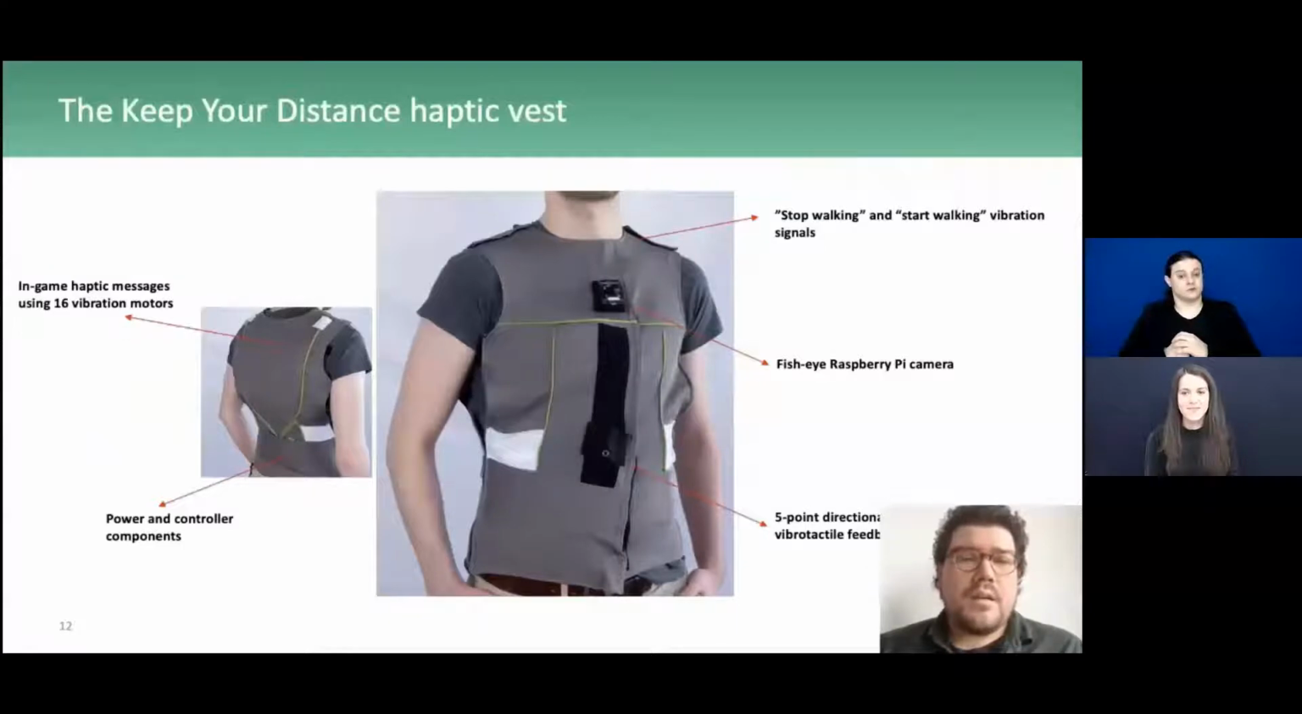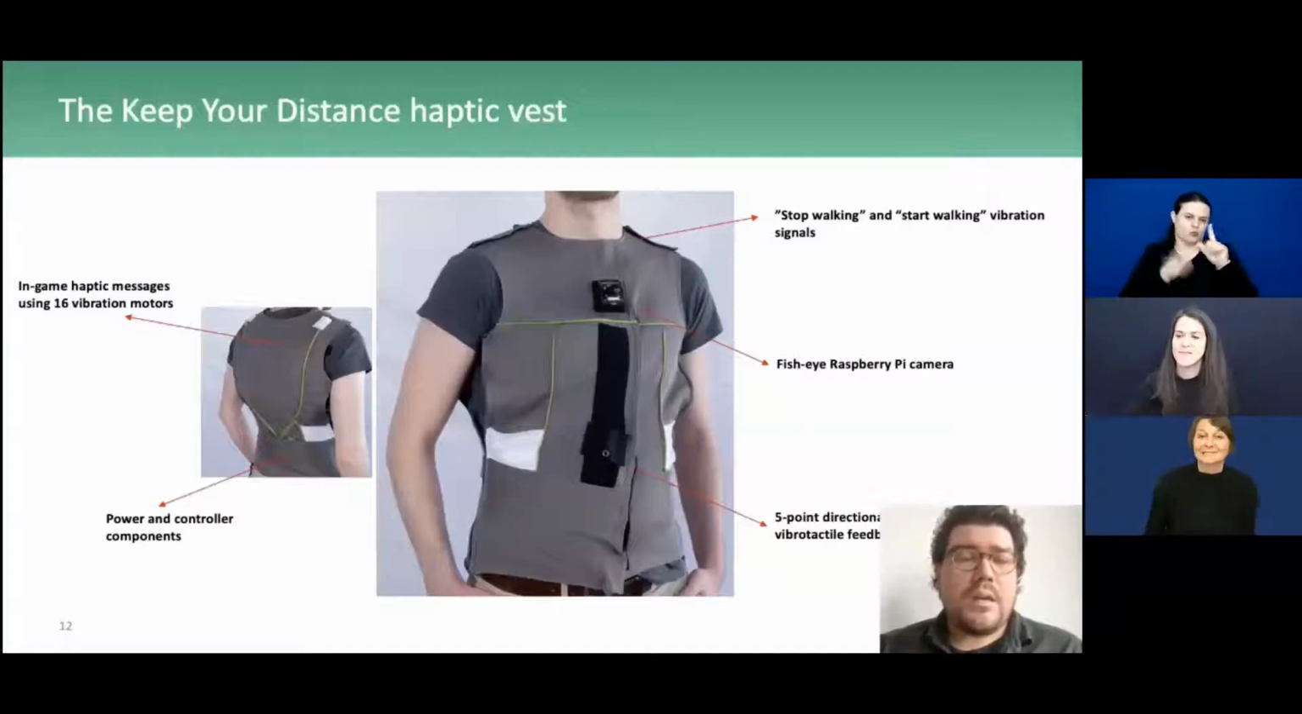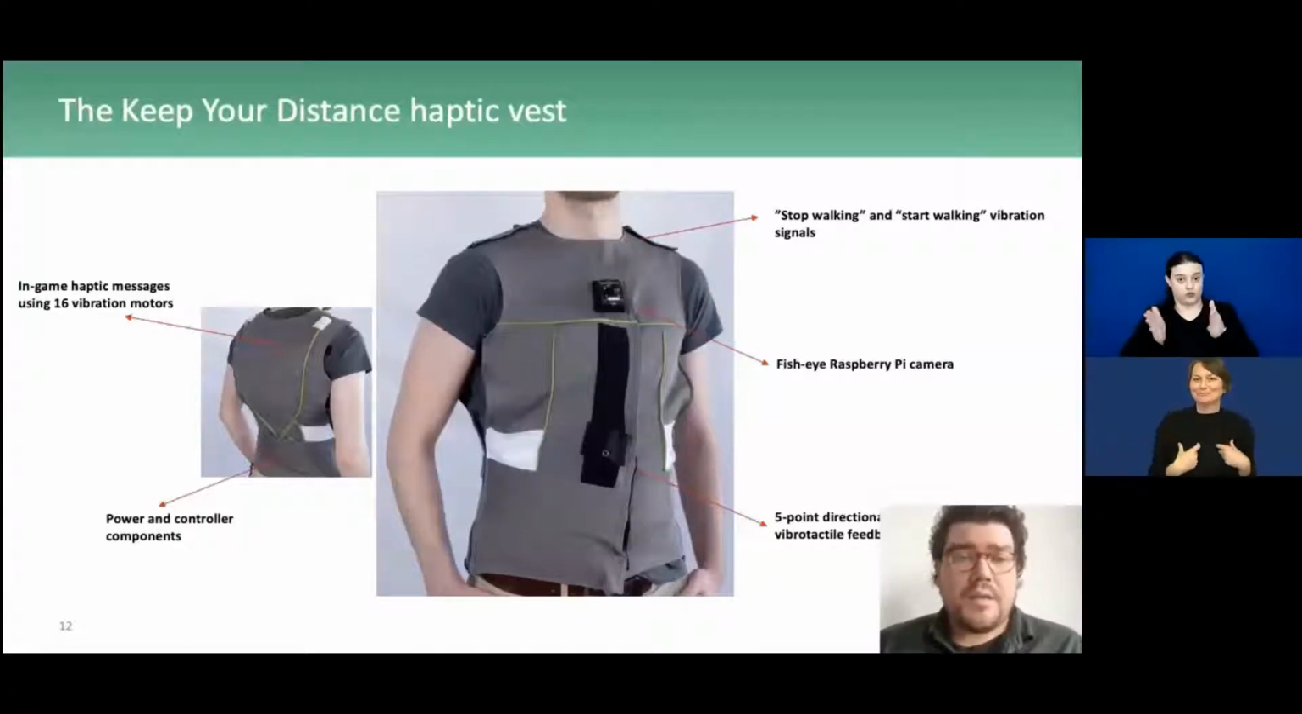So the vest that is shown in the video is actually the old version of the vest. Our colleagues at the University of Borås have designed a new version, the Keep Your Distance haptic vest that I show you right now. You can see here the fisheye camera attached to the vest that collects environmental data that are then translated into vibrations on different parts of the body. On the belt area, there are 5 vibration motors that provide directional and proximity feedback to the user. On the shoulder area, there are 2 vibration motors that provide stop and start walking vibration signals.